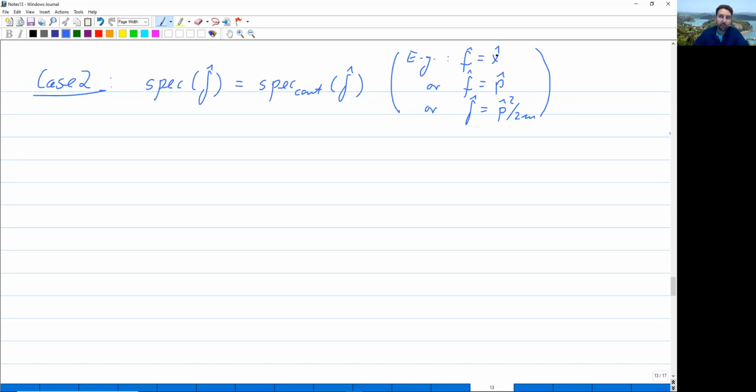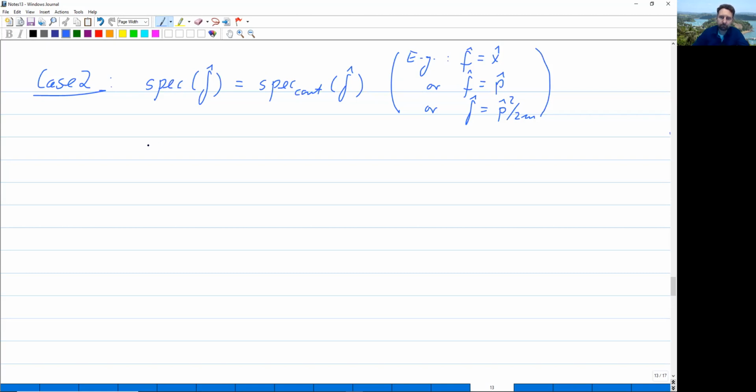For the position operator, the continuous spectrum would be the real line. For the momentum operator, the continuous spectrum would also be the real line. For p squared over 2m, the spectrum would be what? Not the real line, it's only the positive real line, because p squared is a positive operator. But again, it's just a continuous spectrum. There is no point spectrum. There are no normalizable eigenvectors here.